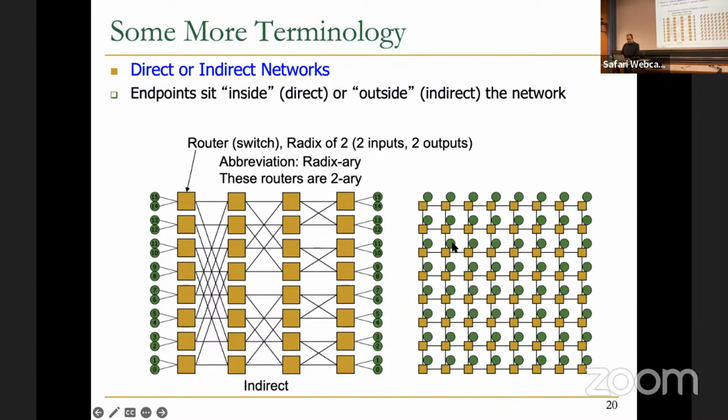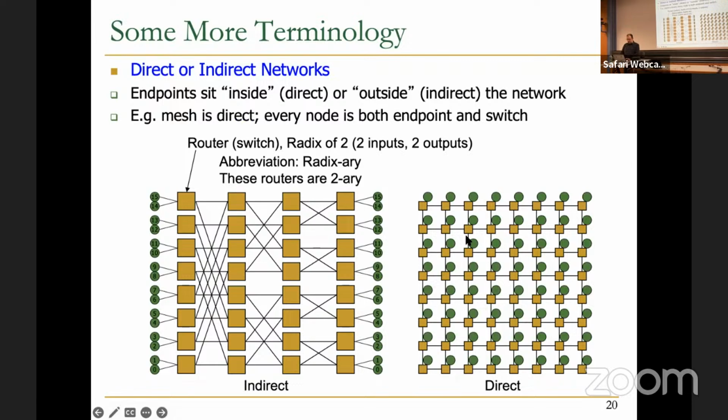So this is indirect, and this is an example of a mesh network, which is a direct network. You can see that endpoints are actually inside the network. Question?